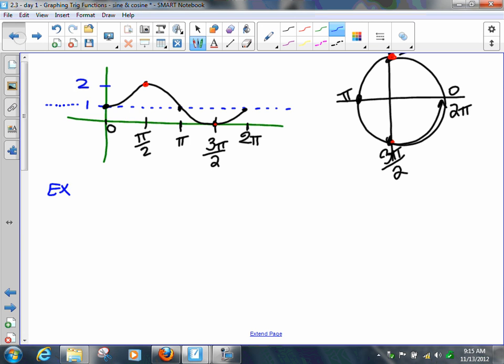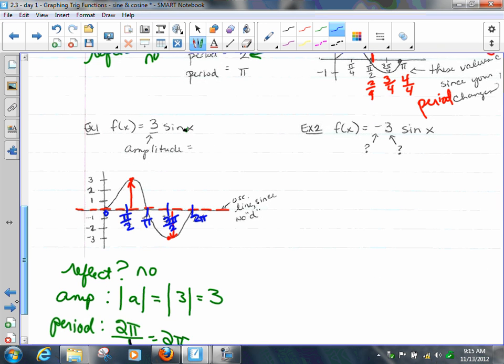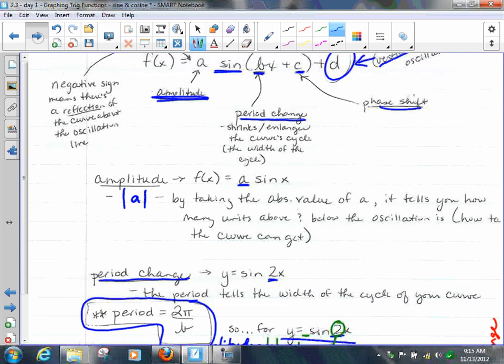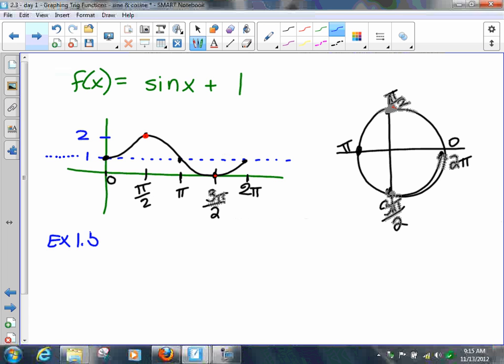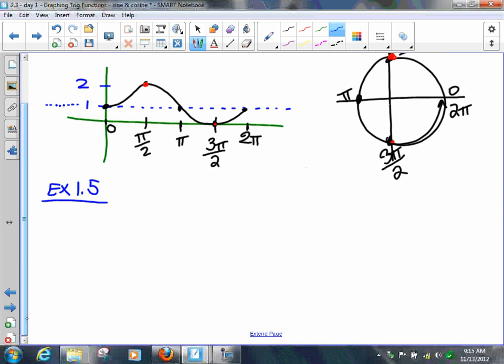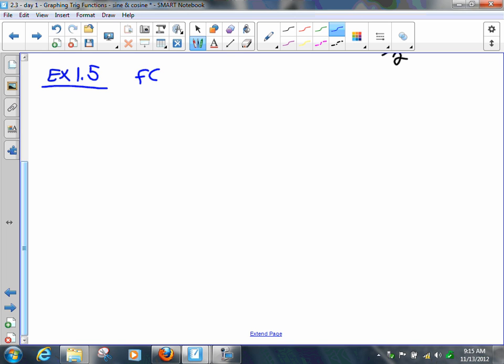So what is this going to be? Example 1.5. Let's go with f of x is equal to 2 sine x. We're going to take this in baby steps. We've got to name everything we can about it first. And if you go in this order every time, it's a piece of cake.